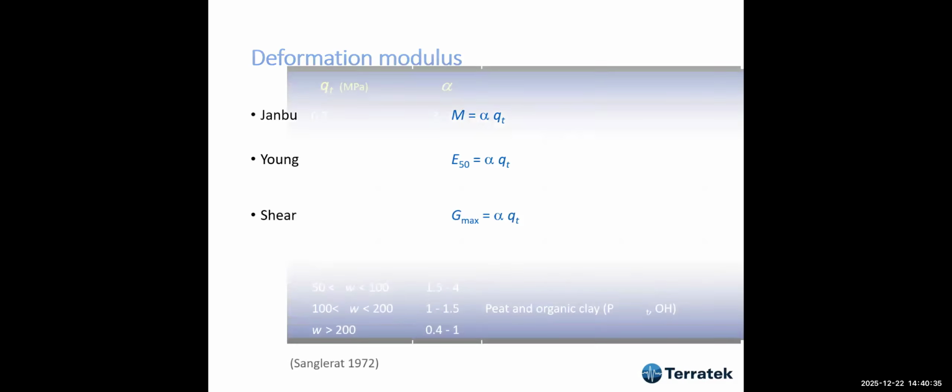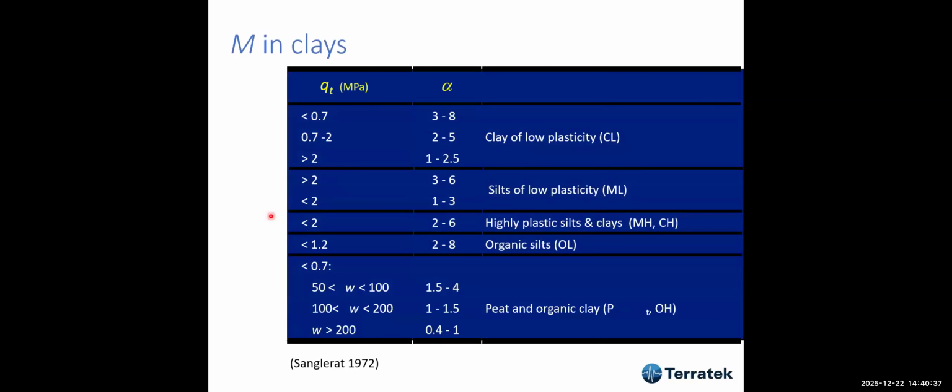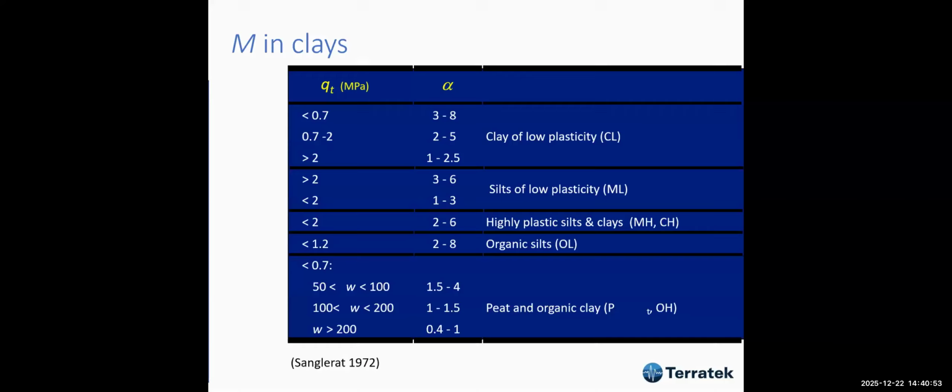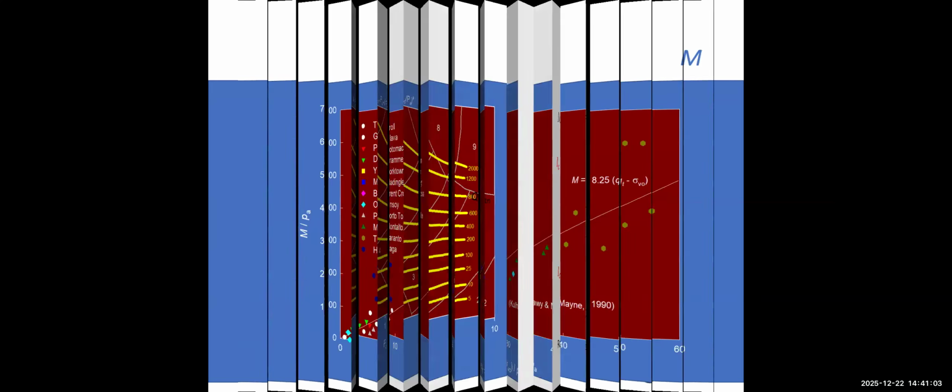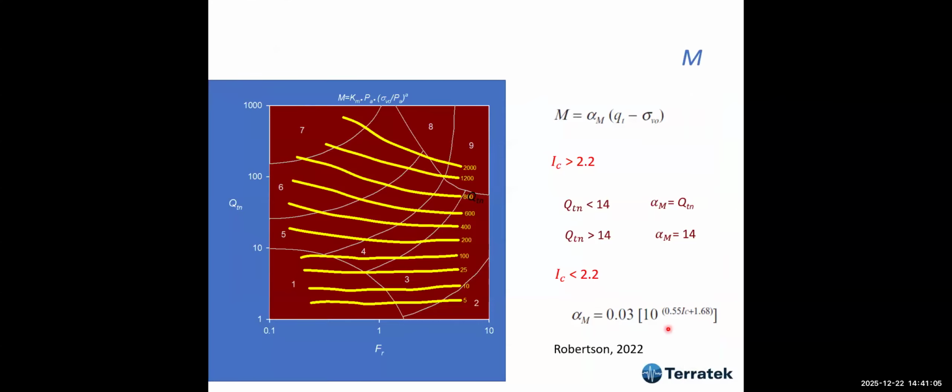Also, deformation models. When I started, I used mainly Sanglerat correlations. Now they are outdated. Of course, we have much better. This is the Sanglerat book, the first book I read about the CPT. Today we have much better software, much better correlations, and I trust this one that came later on by Kulhawy and Mayne, very good. And all the best correlations are included in that software.